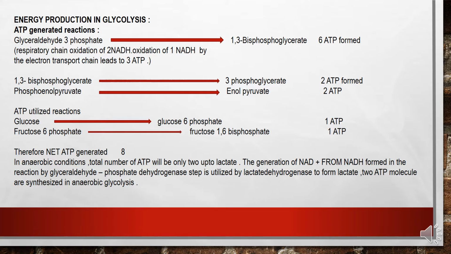In anaerobic conditions, the total number of ATP will be only 2, up to lactate. The NAD plus regenerated from NADH formed in the glyceraldehyde phosphate dehydrogenase step is utilized by lactate dehydrogenase to form lactate. 2 ATP molecules are synthesized in anaerobic glycolysis.